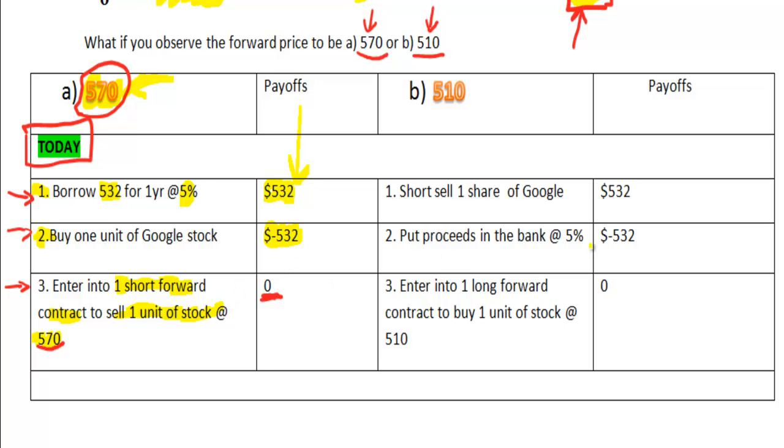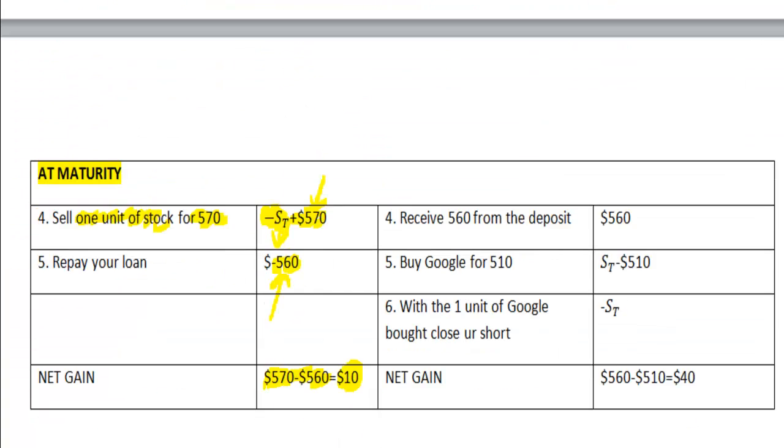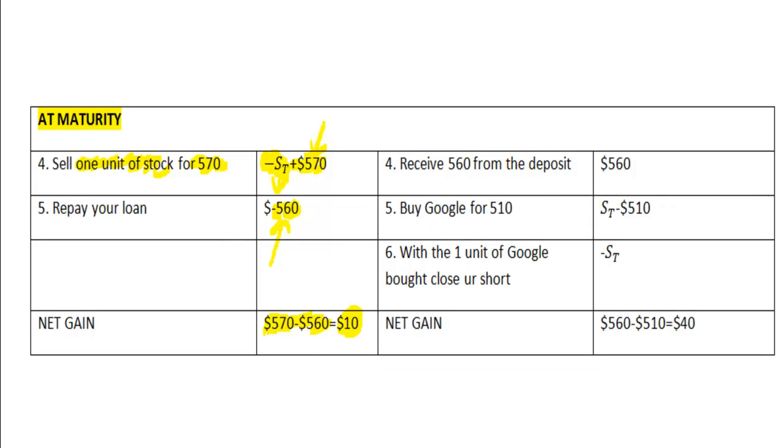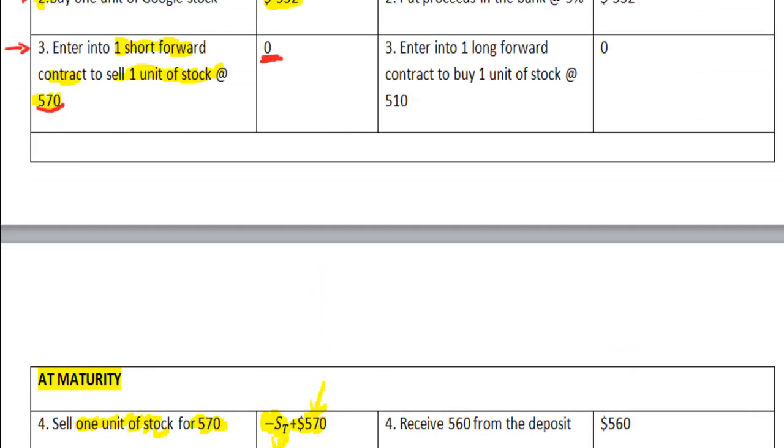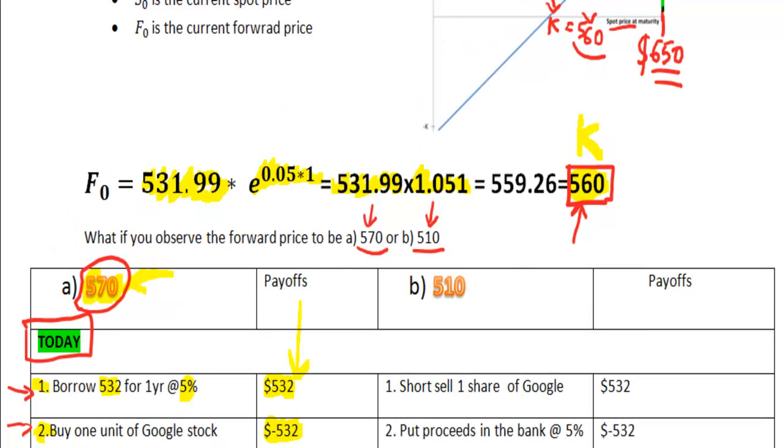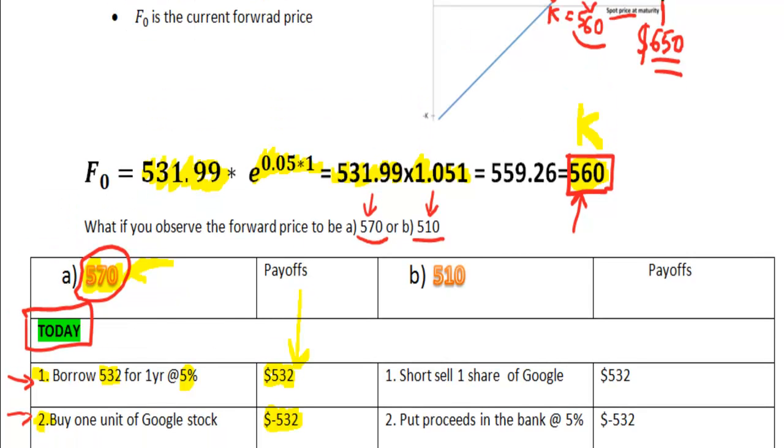Okay, it did cost us absolutely nothing to do, and in the future, at maturity, we managed to actually make 10 USD guaranteed. So that's why if you observe in the market a forward price which is not agreeing with the theoretical price of 560, the one we derived, you can arbitrage the price and make risk-free profit.